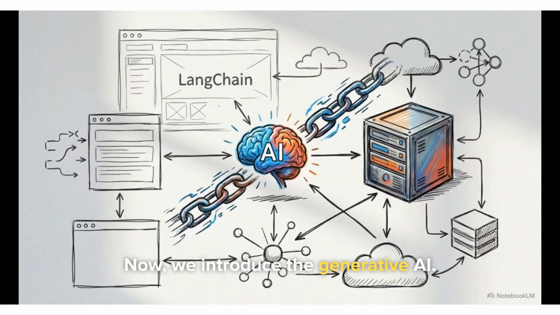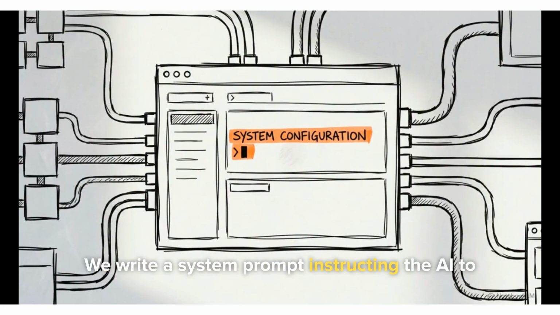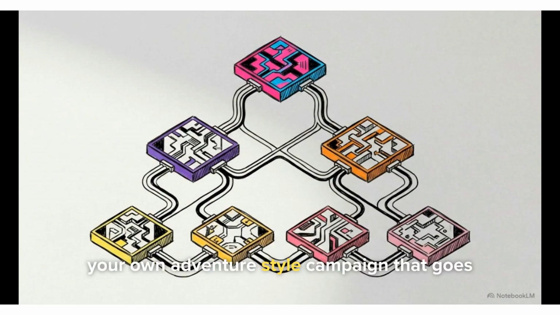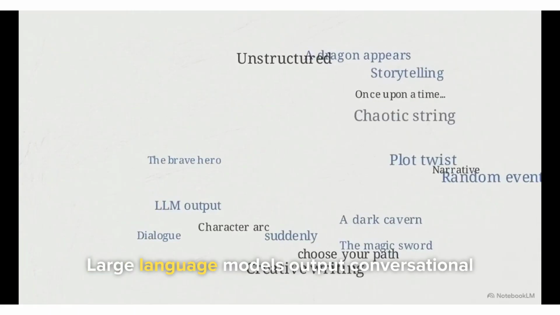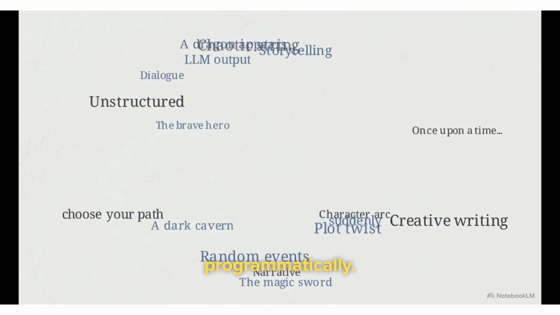Now we introduce the generative AI. We set up a LangChain LLM class in our backend and securely load our OpenAI API credentials using environment variables, so they never get exposed to the client. We write a system prompt instructing the AI to act as a retention marketing agent. For whatever customer segment we pass in, the AI must generate an interactive choose-your-own-adventure style campaign that goes exactly 3 decisions deep. Large language models output conversational text, which applications cannot process programmatically.